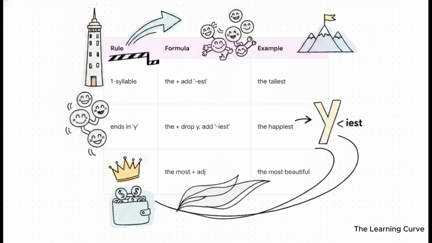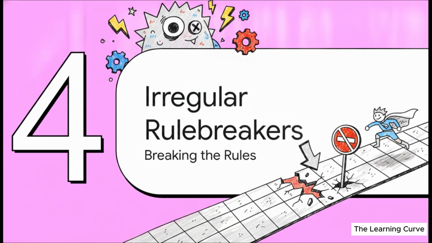For one syllable, instead of ER, we use the word the and add EST. So you get the tallest, the fastest. For words ending in Y, we still drop that Y, but this time we add IEST to get the happiest or the busiest. And for those long 2+ syllable words, instead of more, we crown them with the most. The most expensive, the most beautiful. It's like a puzzle. Once you see this pattern, you literally never unsee it. All right, brace yourselves for Section 4, the irregular rule breakers.